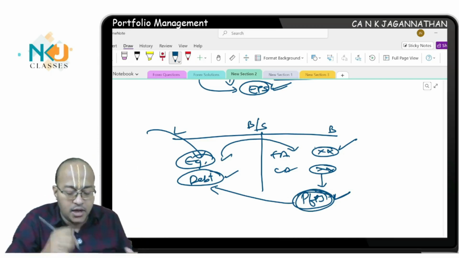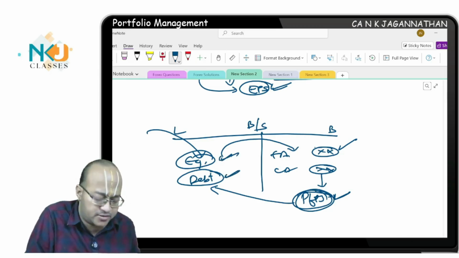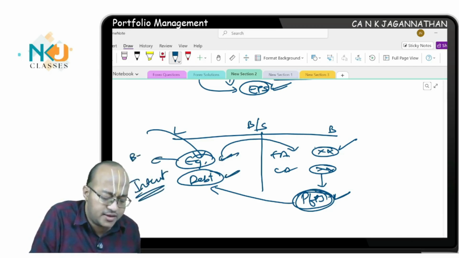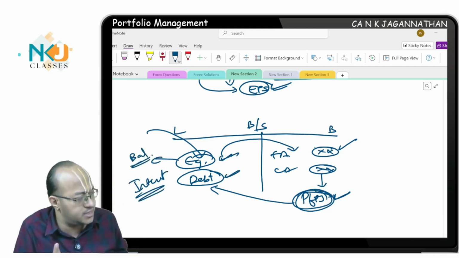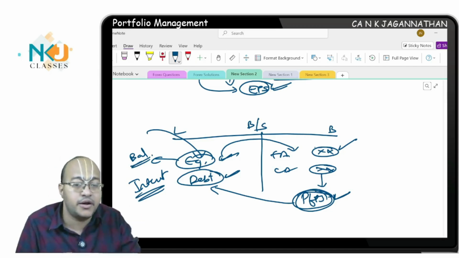Are you all understanding? Which means the profit goes to debt holders and equity holders. They share the profits. Debt holders take interest from the business, and equity holders share the balance leftover amount. This is what happens in the case of return. The return will be shared among debt holders and equity holders.